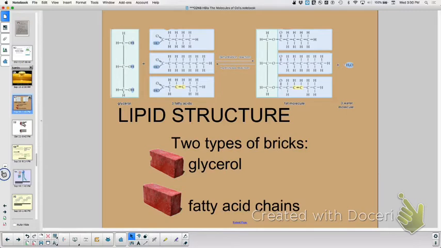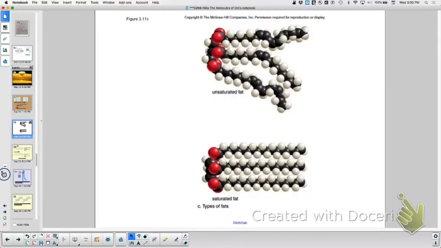Okay? Saturated and unsaturated. Saturated means you're saturated with hydrogens. The white balls in here are hydrogens. And when you have all these single bonds, they stack well, and they become a what at room temperature? Solid at room temperature. What kind of fats are saturated fats? Animal fats. Animal fats are saturated.